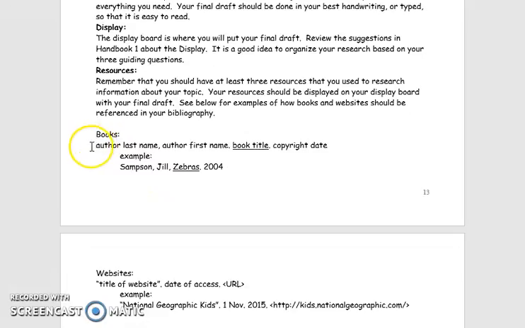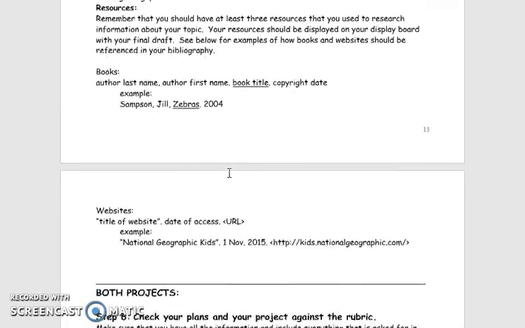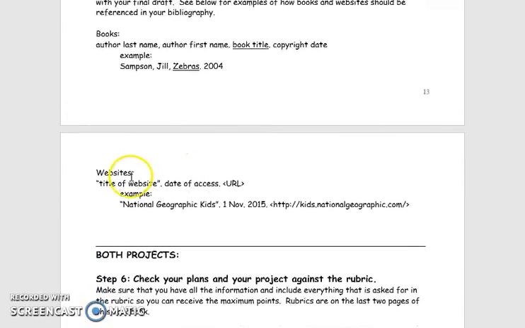If you have a book, when you document your book, you are putting the author's name with last name first, then first name, and then the title of the book and the copyright date. And you can find that information on about the second or third page of the book. There's a page that has really small print on it near the title page that has that information on it. If you used a website, then you put the title of the website, the date you accessed it, and then what the address was of that website.